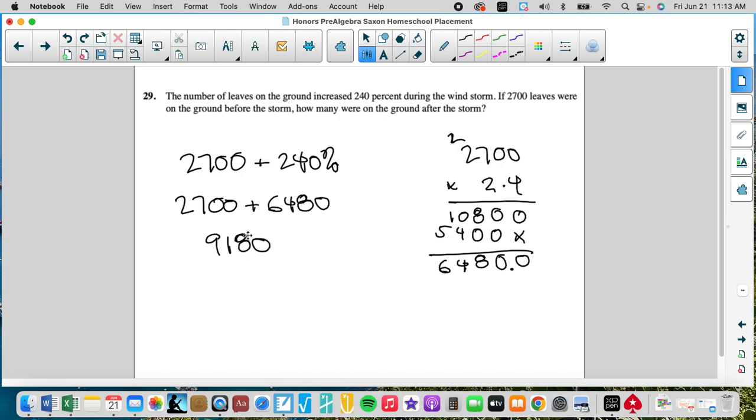But how many were on the ground after? Yeah, so 2,700 were on the ground before the storm. How many were on the ground after the storm? After the storm, 9,180. We are going to add 6,480 to it.